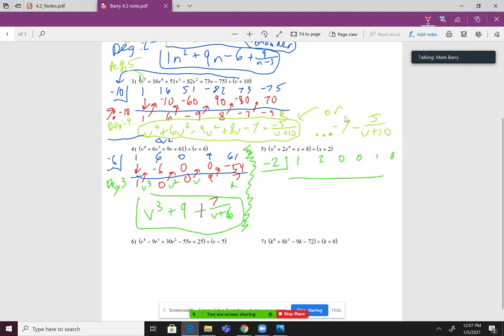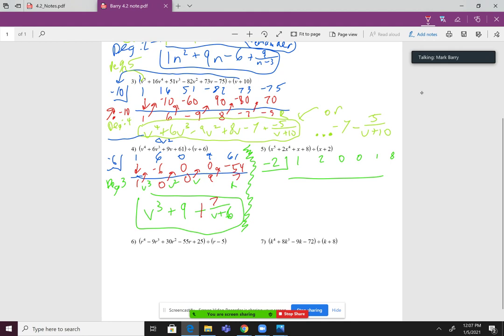Okay, so back to number 5. Really important on number 5, we see we were missing actually 2 powers here. So we had the 5th power, we had the 4th power. We're missing the 3rd and the 2nd power, so I put zeros for them, and then I have a 1 and an 8.